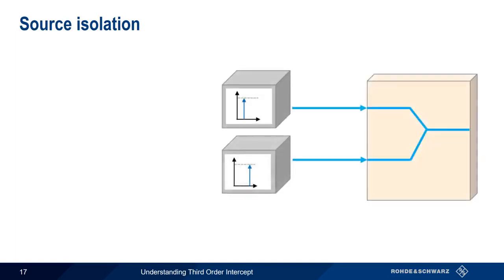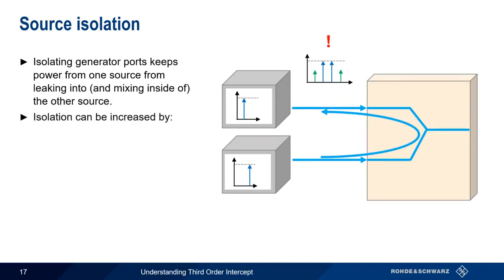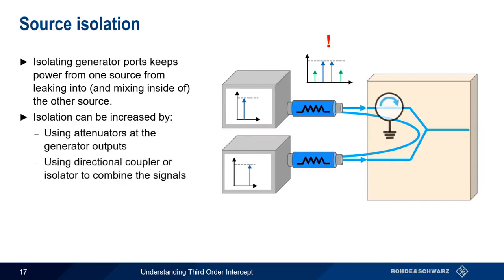In addition to using separate instruments to generate the two tones, we also want to be sure that the output signals from one generator don't find their way into the input of the second generator, creating intermodulation. We can isolate the source signals by using attenuators at the generator inputs, and/or by using a directional coupler, circulator, or isolator to combine the signals.